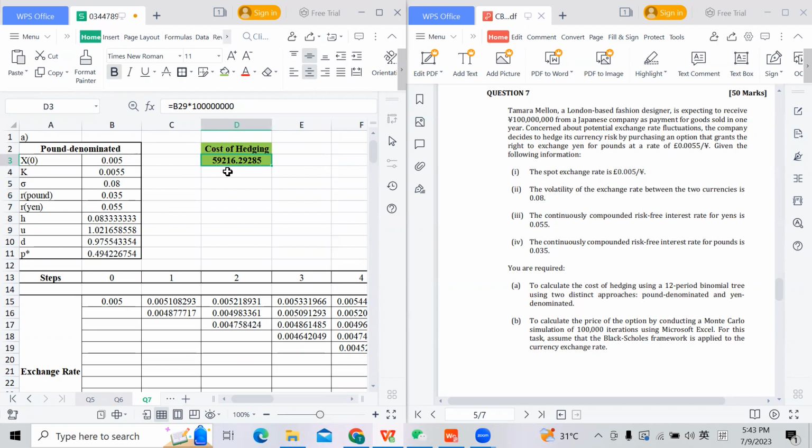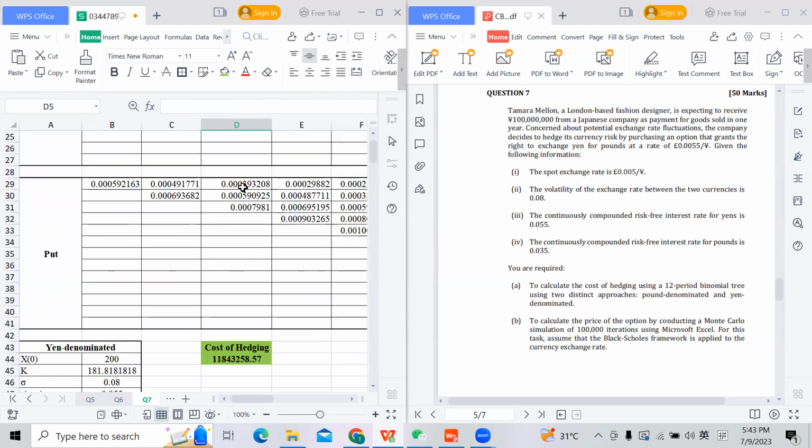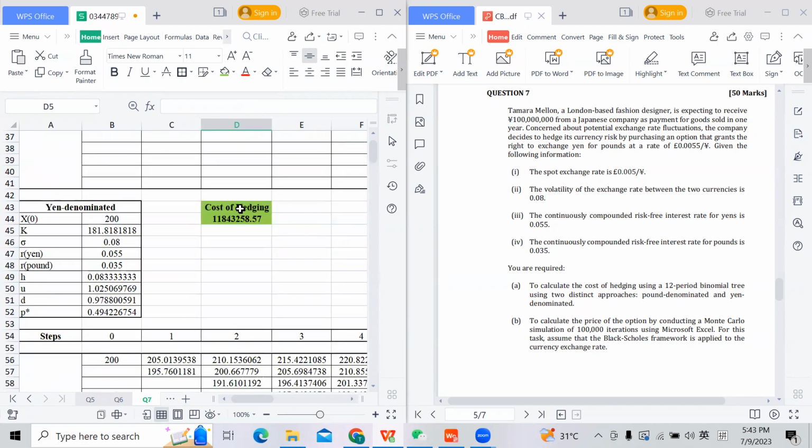So we will get the cost of hedging, which is 59,216 and then 0.29285. Yeah, this is the cost of hedging. So now we change our characters. So we become the Japanese, and then our currency rate is yen.